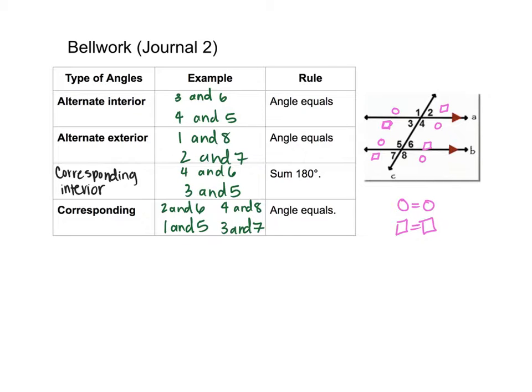And then if you're comparing a square and a circle, it will always add up to be 180. So for instance, like what we just learned a moment ago, corresponding interior angles, notice how the 4 and the 6 are different shapes. One's a circle, one's a square. Well, if you add them together, you get 180 because that's an obtuse, that's an acute. Add them together, you get 180.